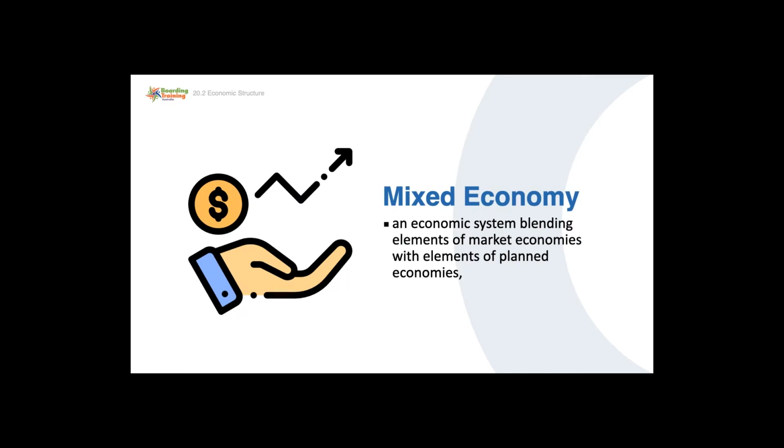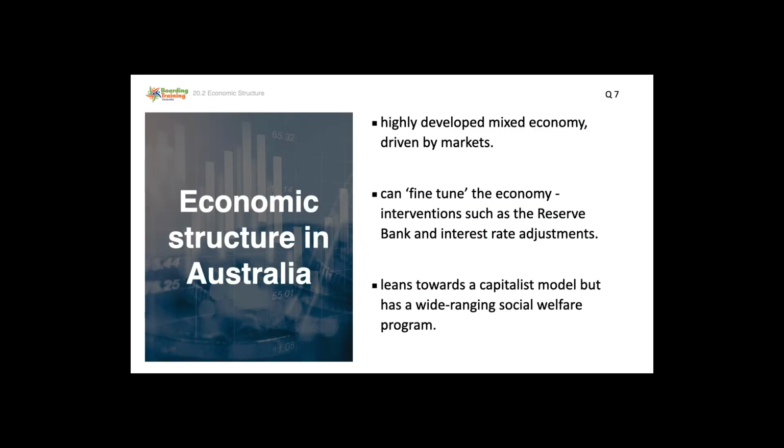And most economies are a blend of market and planned economies. The economic structure in Australia is a highly developed mixed economy driven by the markets. The government can fine-tune the economy with interventions such as the Reserve Bank and interest rate adjustments. The economic structure leans towards a capitalist model, but has wide-ranging social welfare programs. So that's the end of the section on economic structure, and you should have completed up to assessment question 7.